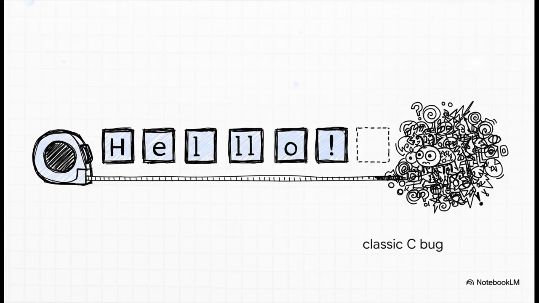So here's the bottom line. Without that null character, our little tape measure function would just keep on running. It would go right past the end of our string and start counting random garbage in memory, which is like the classic C bug. That tiny \0 is literally everything.